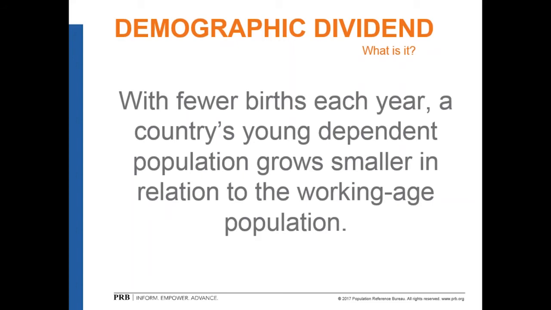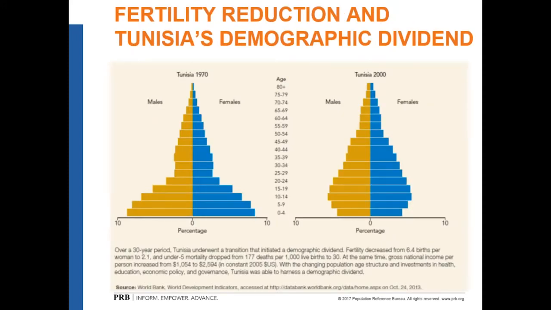Reductions in the total fertility rate are critical for the demographic shift that precipitates a demographic dividend. With fewer births each year, a country's young dependent population grows smaller relative to the working age population. So this is what it looks like visually. On the left-hand side, we can see in Tunisia in the 1970s, there was a really young population with more dependent people relative to working age people.